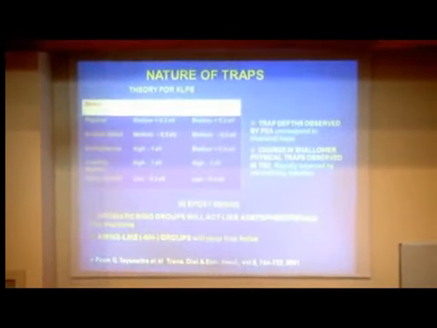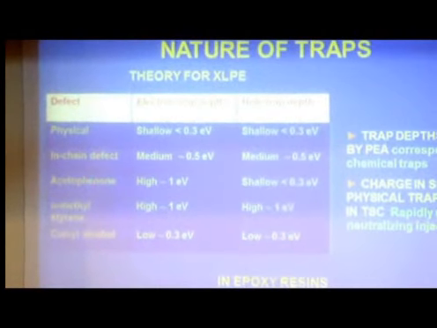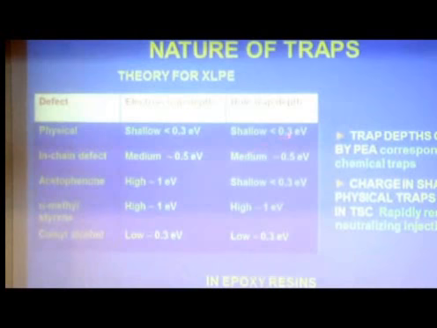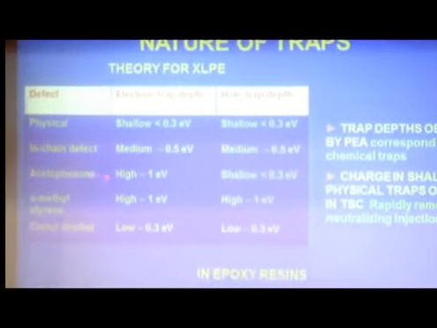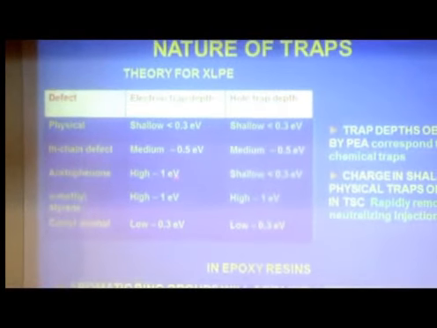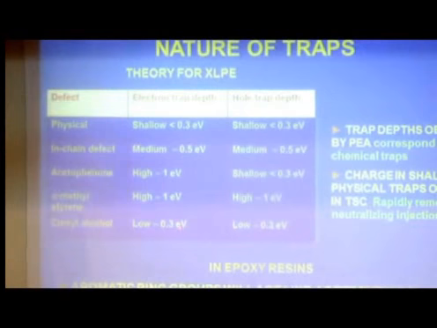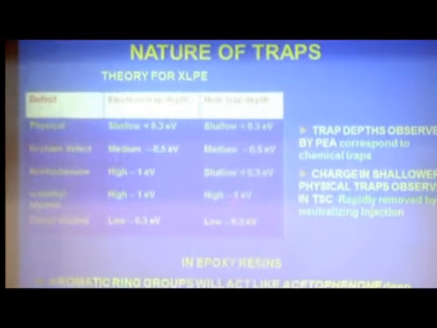So here we've got the nature of the traps. This table is from calculations. We have a set of defects or impurity or chemical molecules, electron trap depth, hole trap depth, and these are calculated. We find that the physical traps are shallow, they're 0.3 eV or less. In chain defects, about half an electron volt, but molecules such as acetophenone, it's got an aromatic ring, it traps an electron very well. Alpha methylstyrene does the same thing, but cumyl alcohol is not very good, doesn't trap electrons or holes very well. Alpha methylstyrene traps a hole deeply, but acetophenone only traps the hole in a shallow way.